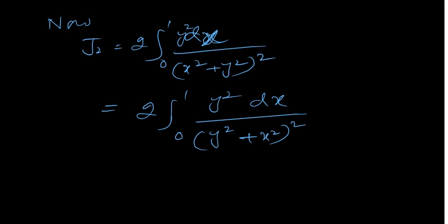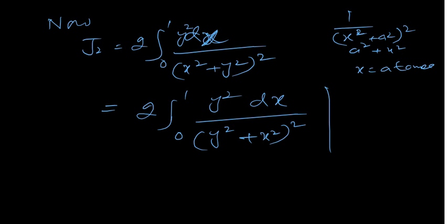Then we know how to evaluate integrals like 1 by x squared plus a squared, or if there is again a square or cube. There is a technique for evaluating such integrals, a squared plus x squared or x squared plus a squared. We always take the substitution x equal to a tan theta, because we have a formula for 1 plus tan squared. That's why we are using this technique. So here I will put x equal to y tan theta. The limits will also change, from theta 1 to theta 2.